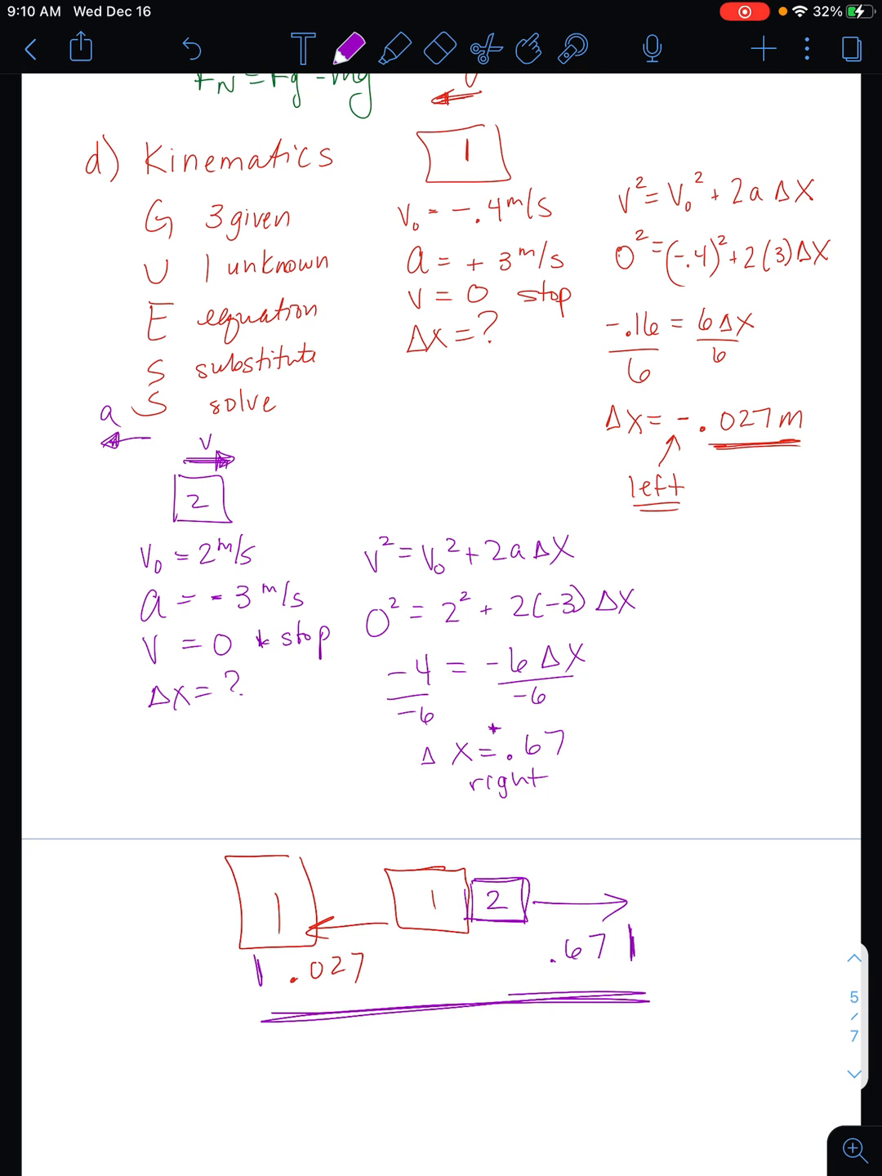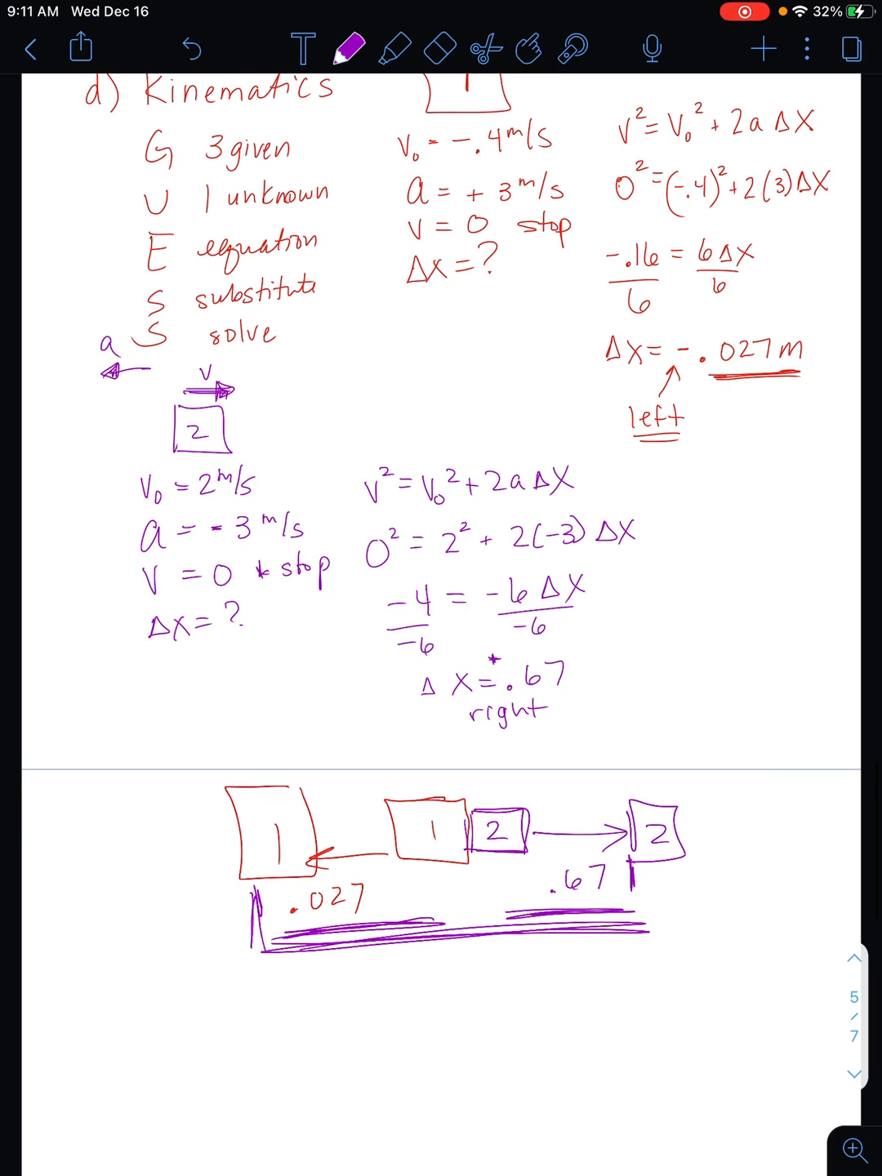And so really, how far away are they from each other now? Well, one traveled a distance of 0.027. The other traveled a distance of 0.67. Turns out I have to add those two distances together to find out how far from block 1 to block 2. So I'm going to do D1 and D2 added together to find their total distance. So 0.67 plus 0.027 is going to be 0.6937 meters.